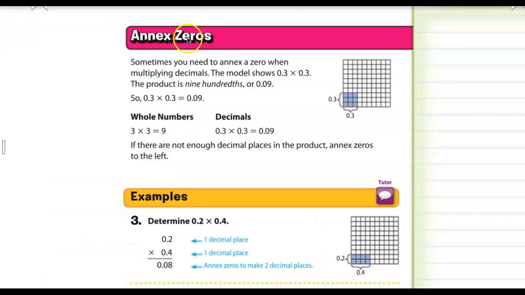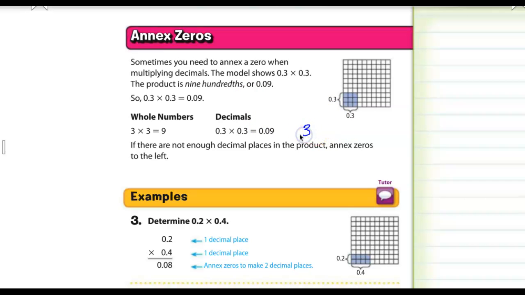The next part of the notes talks about annexing zeros. So just like when we are dealing with fractions and division, we have to annex zeros sometimes when talking about decimals. So we have a situation in which we're multiplying 3/10 by 3/10. So we look for the pattern. 3 times 3 is 9. 1 place value, 1 place value. But here's where it gets interesting.